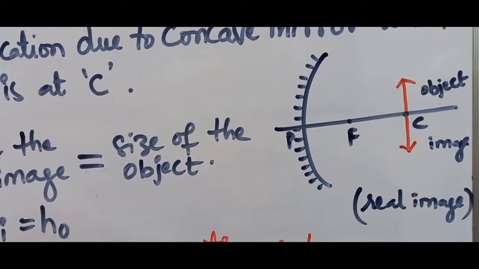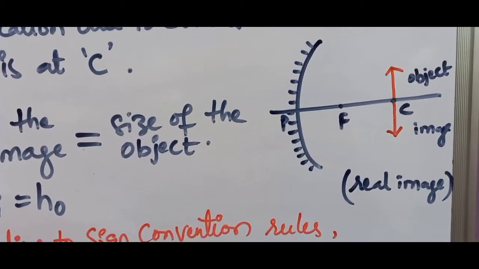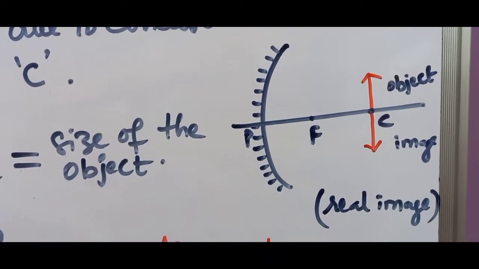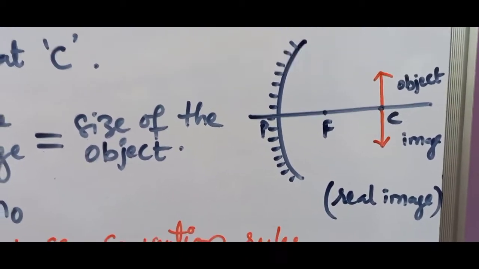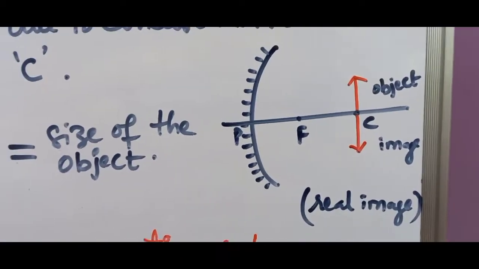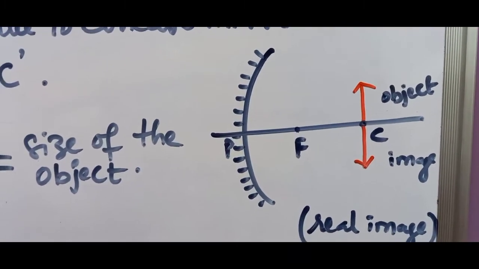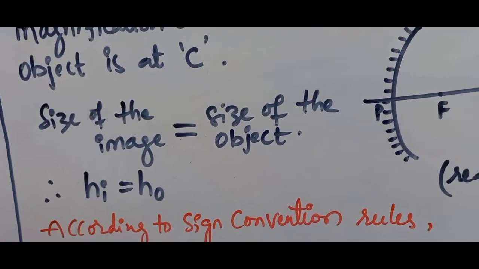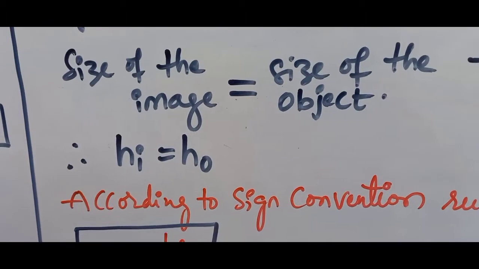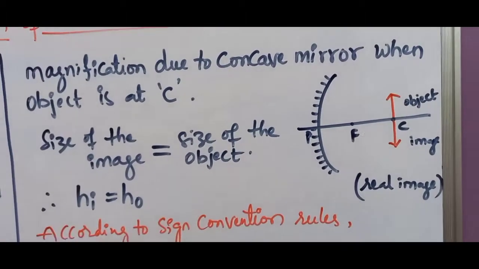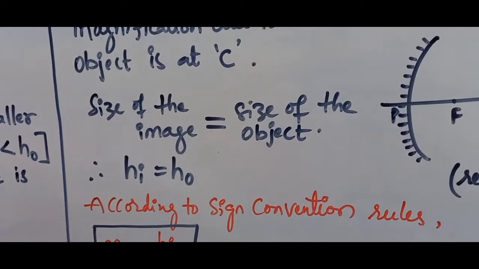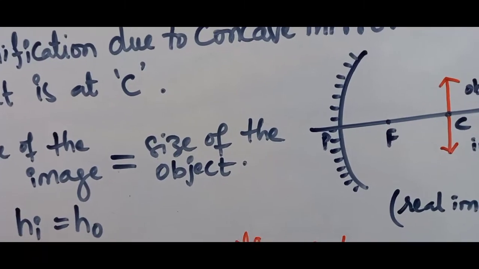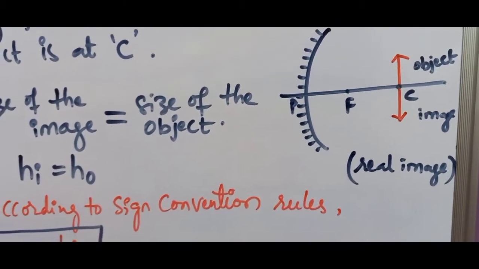When the object is placed at the center of curvature, its image will also be formed at the same point C. Hence, the object will be lying above the principal axis and the image will be lying below the principal axis, and the height of the object is equal to the height of the image. When the image is formed at the center of curvature, the sizes are the same. Here I have represented size of the image is equal to size of the object, or we can also write it as hi is equal to ho. Okay, both heights are same. And it is a real image. Therefore, image is below the principal axis when the object is above the principal axis.